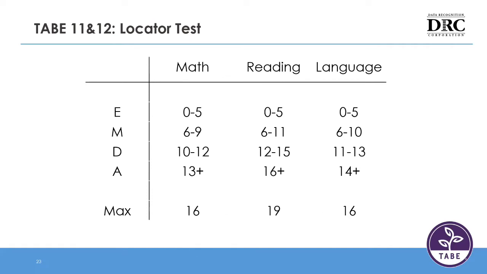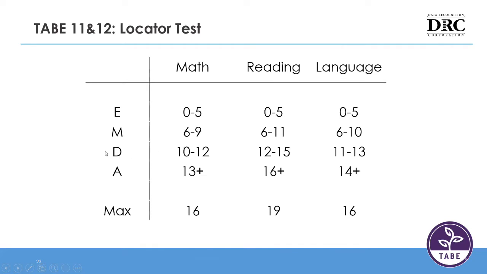As part of that, we want to encourage students not to guess on the locator. If a student does guess correctly, it could bump them up to a higher level test. So let's again use this as example on math. I have 8 or 9 questions right, and I'm running out of time on the locator, and I randomly fill in the last couple of questions and get 2 more right. Now I have 10 or 11 correct. The system is going to assign me the level D test.